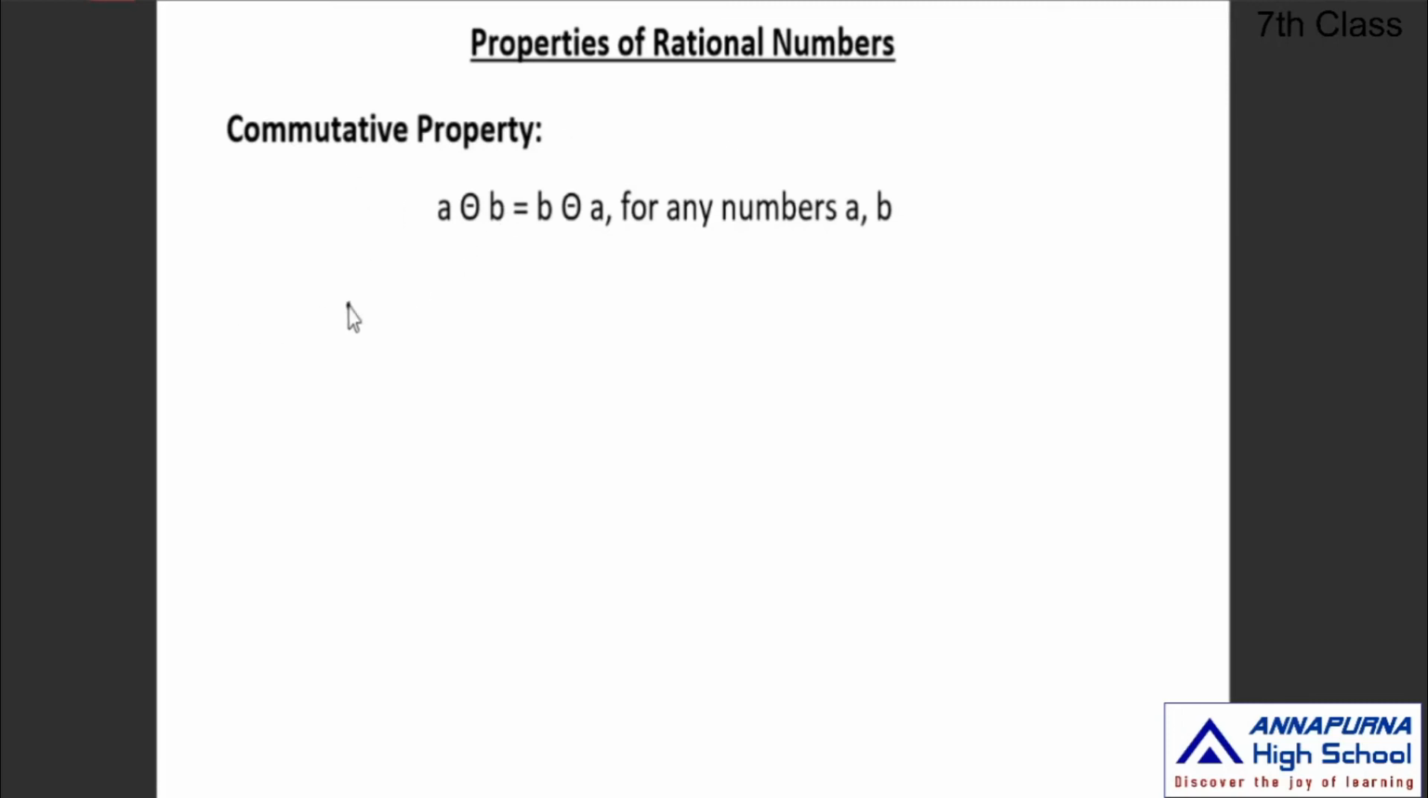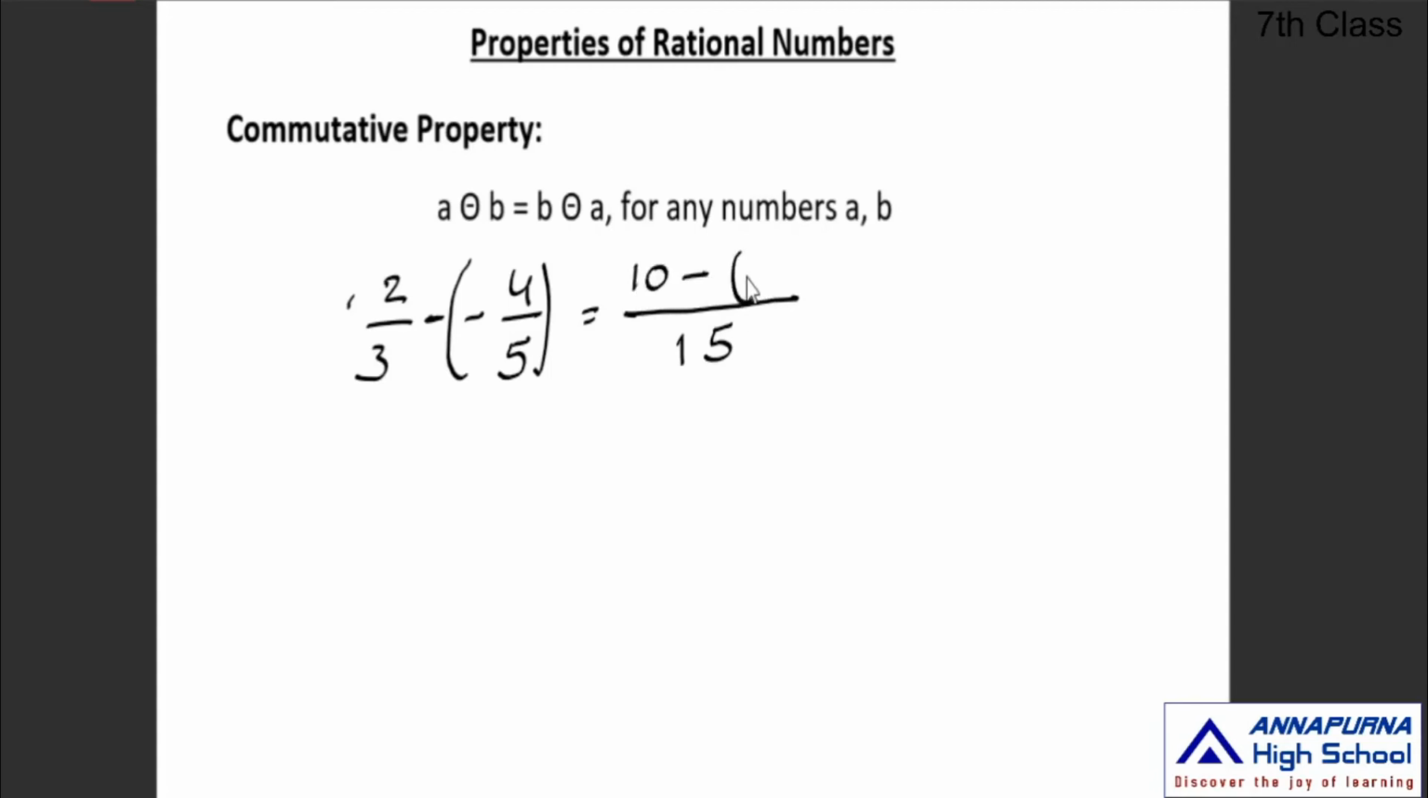For verifying, I am taking two rational numbers, 2 by 3 and minus 4 by 5. One positive rational number and one negative rational number, and I am subtracting minus 4 by 5 from 2 by 3. Now observe the result. Here the LCM is 15, and the numerator is 10 minus of minus 12. So 10 minus of minus 12 is equal to 10 plus 12 by 15. It is equal to 22 by 15.